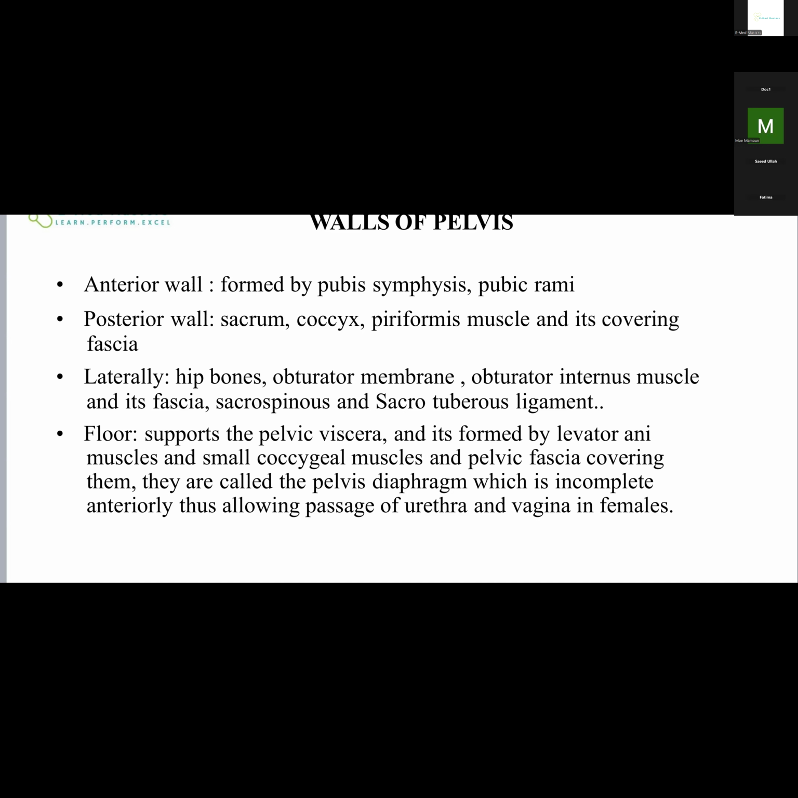Let's read it again. Anterior wall is formed by the pubic symphysis and pubic rami. Posterior wall is formed by the sacrum, coccyx, and piriformis muscle. Lateral wall is formed by the hip bones, obturator membrane, and obturator internus muscle, along with its fascia, sacrospinous, and sacrotuberous ligament. And the floor is the most important, and it is formed by the pelvic diaphragm. Pelvic diaphragm consists of levator ani muscles and coccygeus muscles, and the fascia covering it, and it is incomplete anteriorly so that it can allow the passage of the urethra and vagina in females.